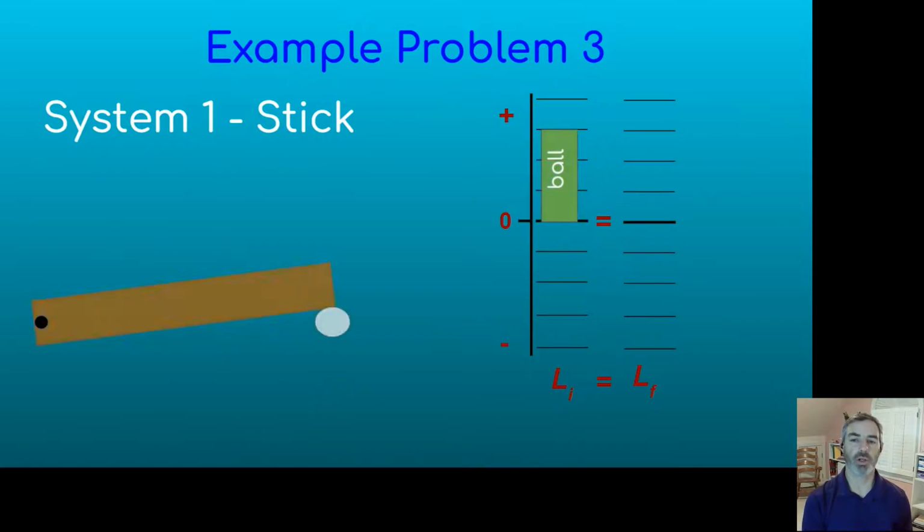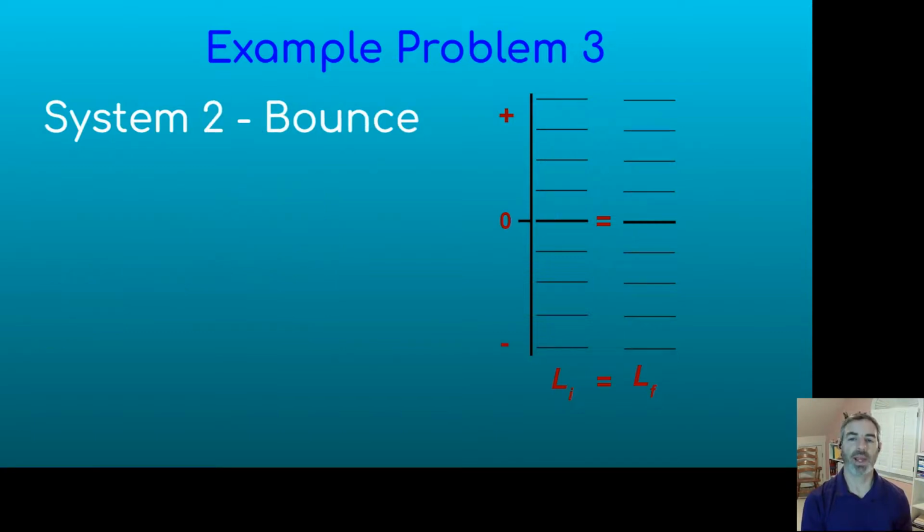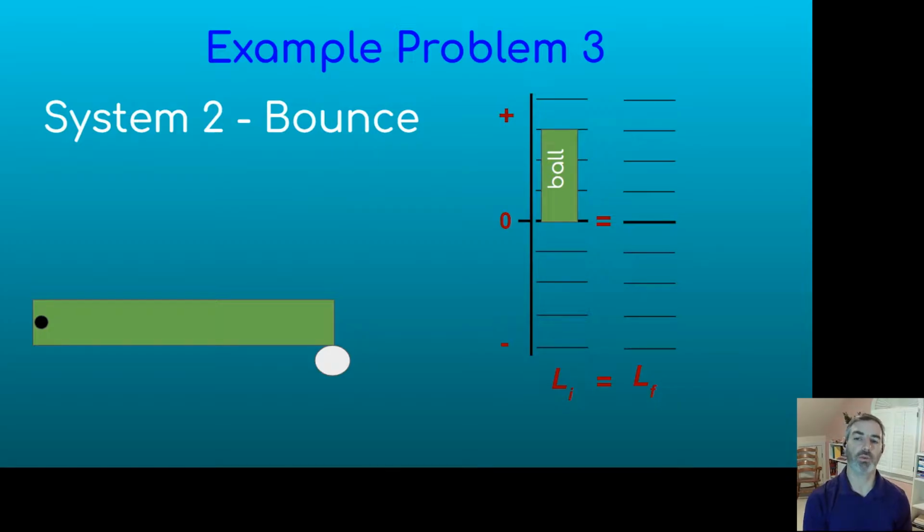We draw our momentum bar chart. It's going to be similar to the one that we drew previously, where the ball has all the angular momentum to start and the rod and ball stuck together give us the equal momentum. Now in the bounce situation, again, the ball has the same angular momentum as it had before with the same mass and same velocity, but now the ball is going to bounce off and move in the negative direction, causing the rod to go in the positive direction.